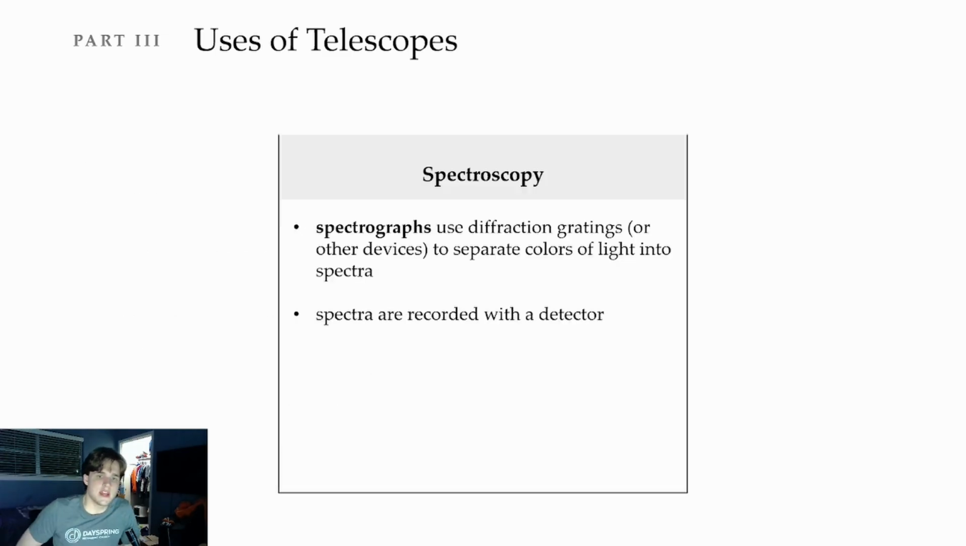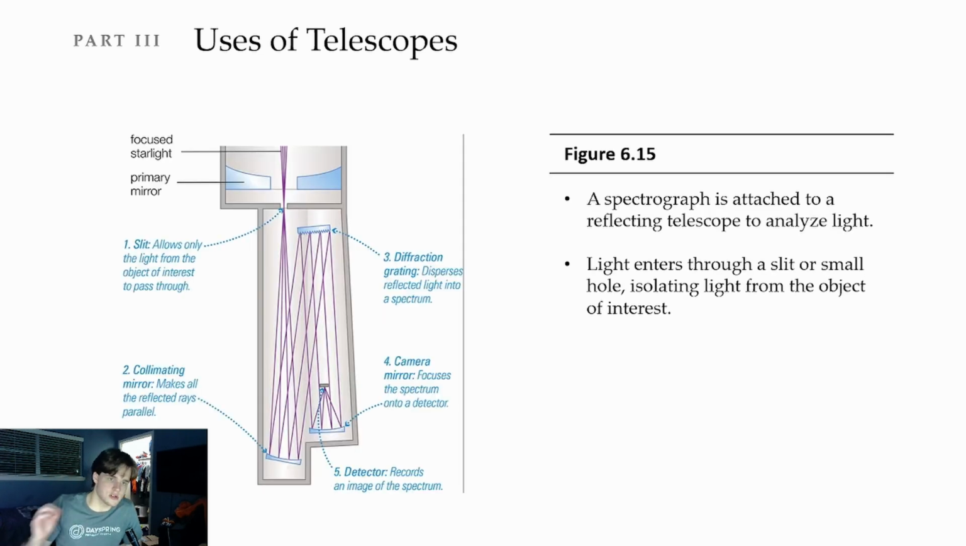Now, another use of a telescope is spectroscopy, and this uses spectrographs which use diffraction gratings to separate light waves into different colors, and then this is recorded with a detector. Here's what it looks like. It's a very complex design, but effectively these are specialized mirrors that filter the wavelengths through, and then they are read on the other side.